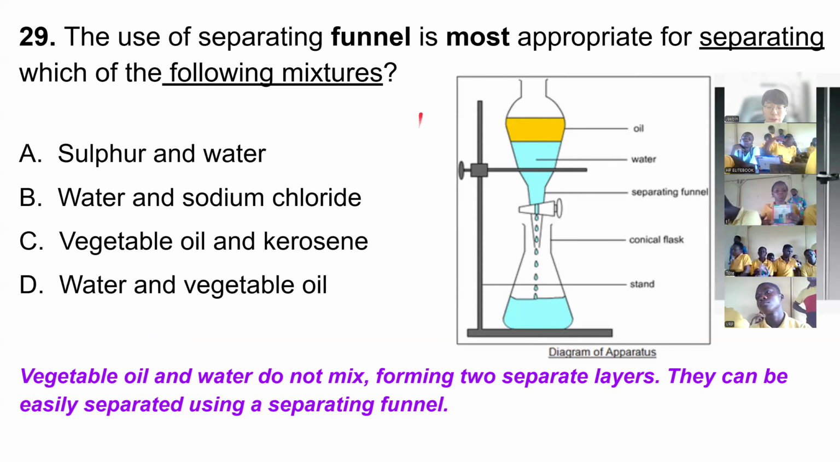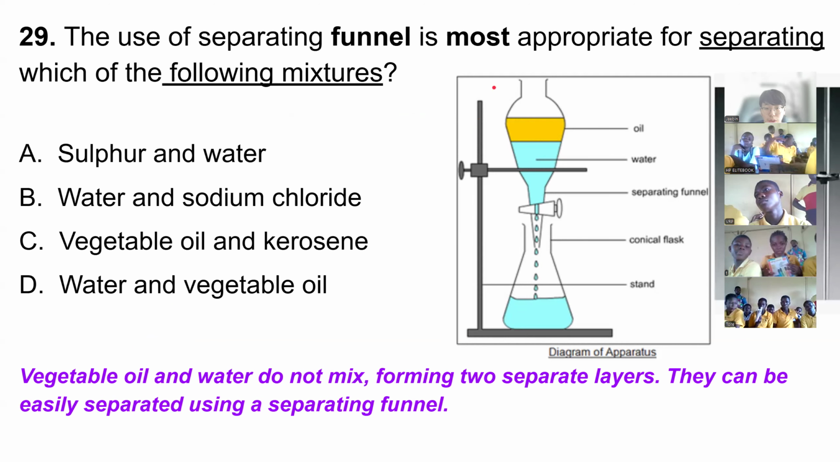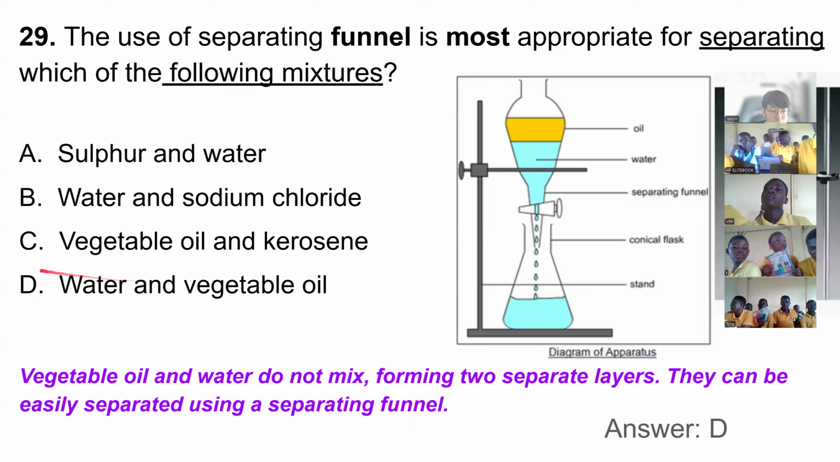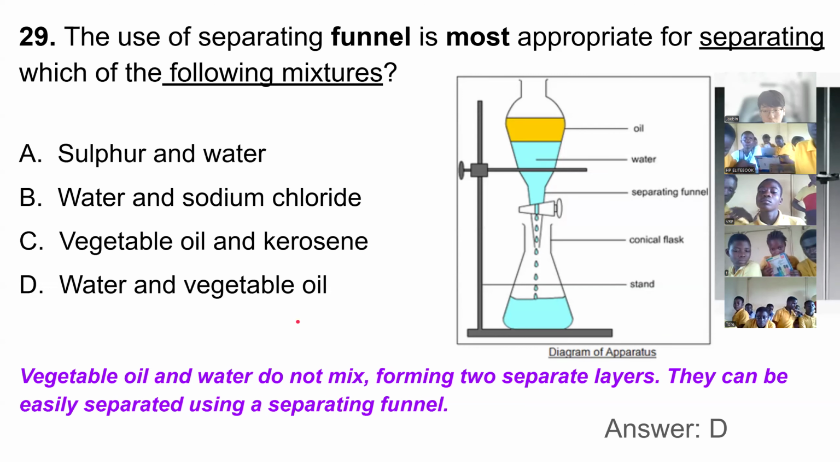The use of a separating funnel is most appropriate in separating which of the following mixtures? So this on the right is the separating funnel apparatus. The answer actually is D, water and vegetable oil, because water and vegetable oil do not mix together very well, and they form two separate layers. You can see on the right, there's oil on top and water at the bottom. They don't mix together, and this is a heterogeneous mixture.